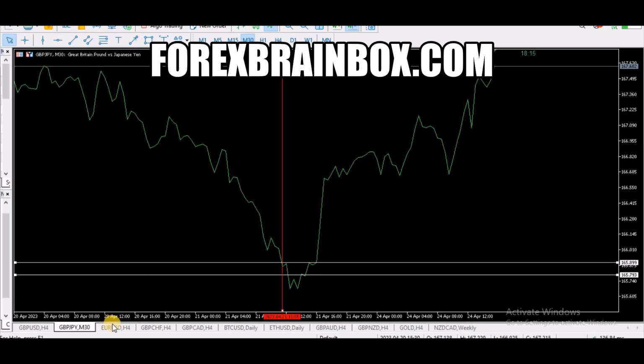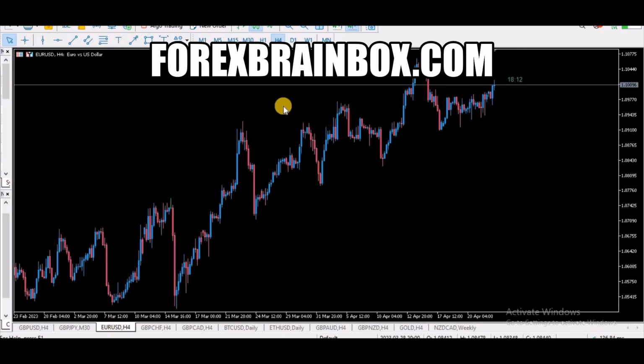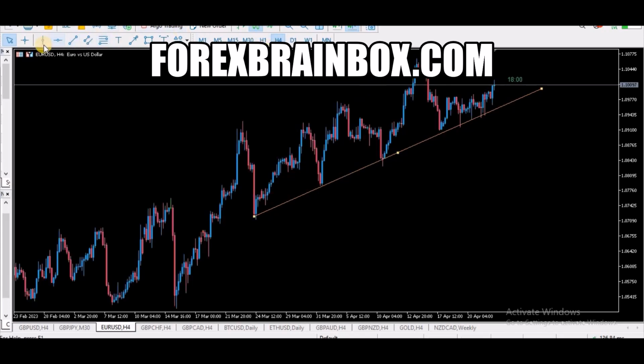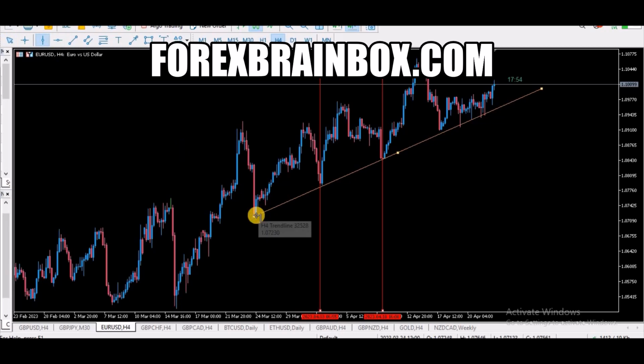You can as well check EUR/USD. You're going to see structural formation here as well on our trend line. You can see that, right? And at the touch of the trend line, you can as well look out for structural formations.